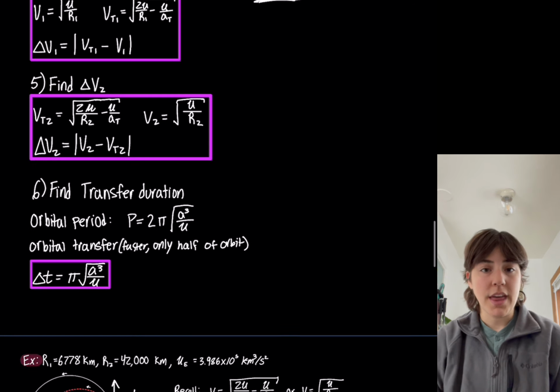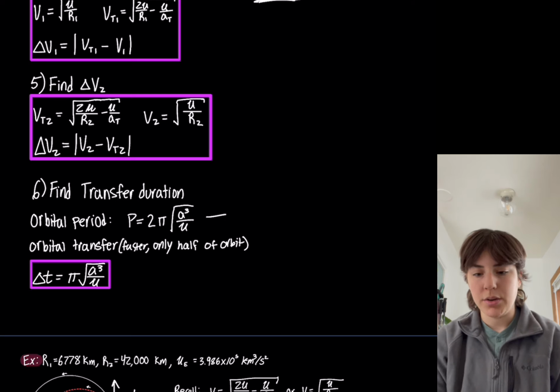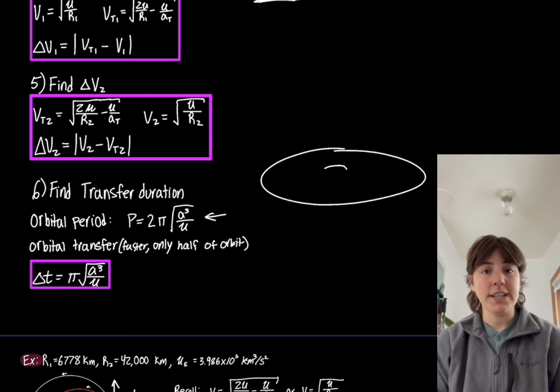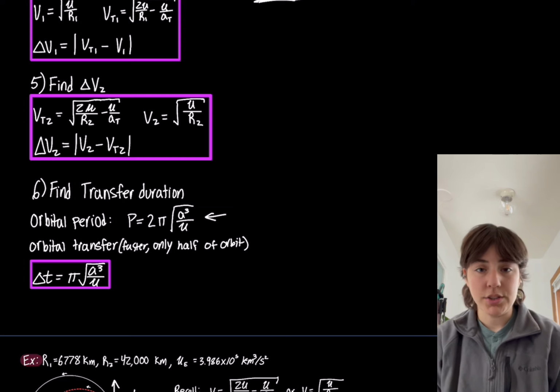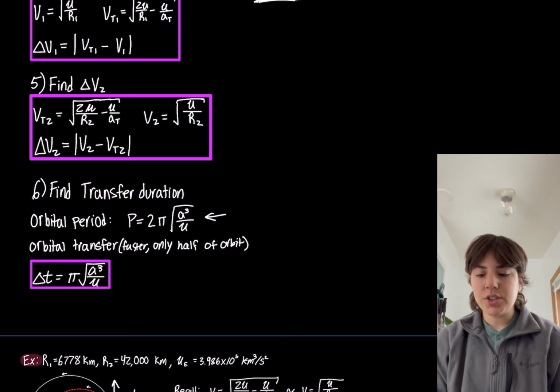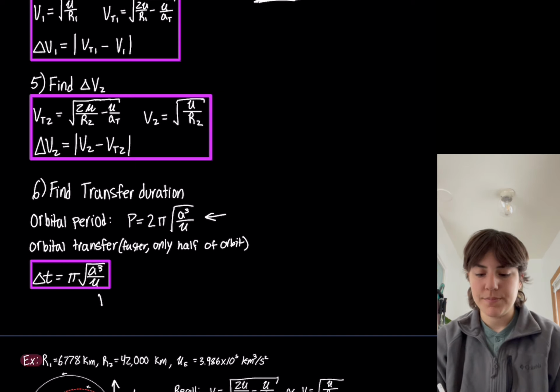And so then you can find the duration of the transfer, knowing that the orbital period is equal to this, and then knowing that the orbital transfer only occurs for half of the orbit because they are 180 degrees from each other. So it's faster and it's only half of it. So you need to divide that equation by 2 and you would get this.